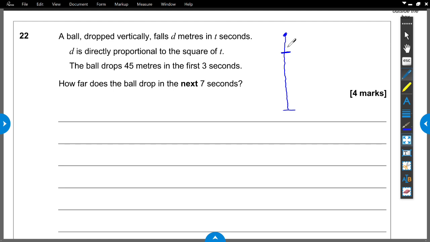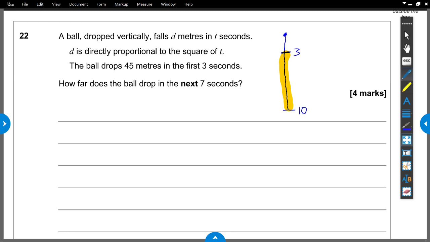Now we want the next 7 seconds. So if it's gone 3 seconds and then another 7, it's done 10 in total. We only want this distance here. And to calculate that, we're going to have to work out how far it fell in 10 seconds, and then subtract the distance it did in 3 seconds, which is given. We're told that's 45. No calculation required there. So we've got the framework of a plan of what we can do here.